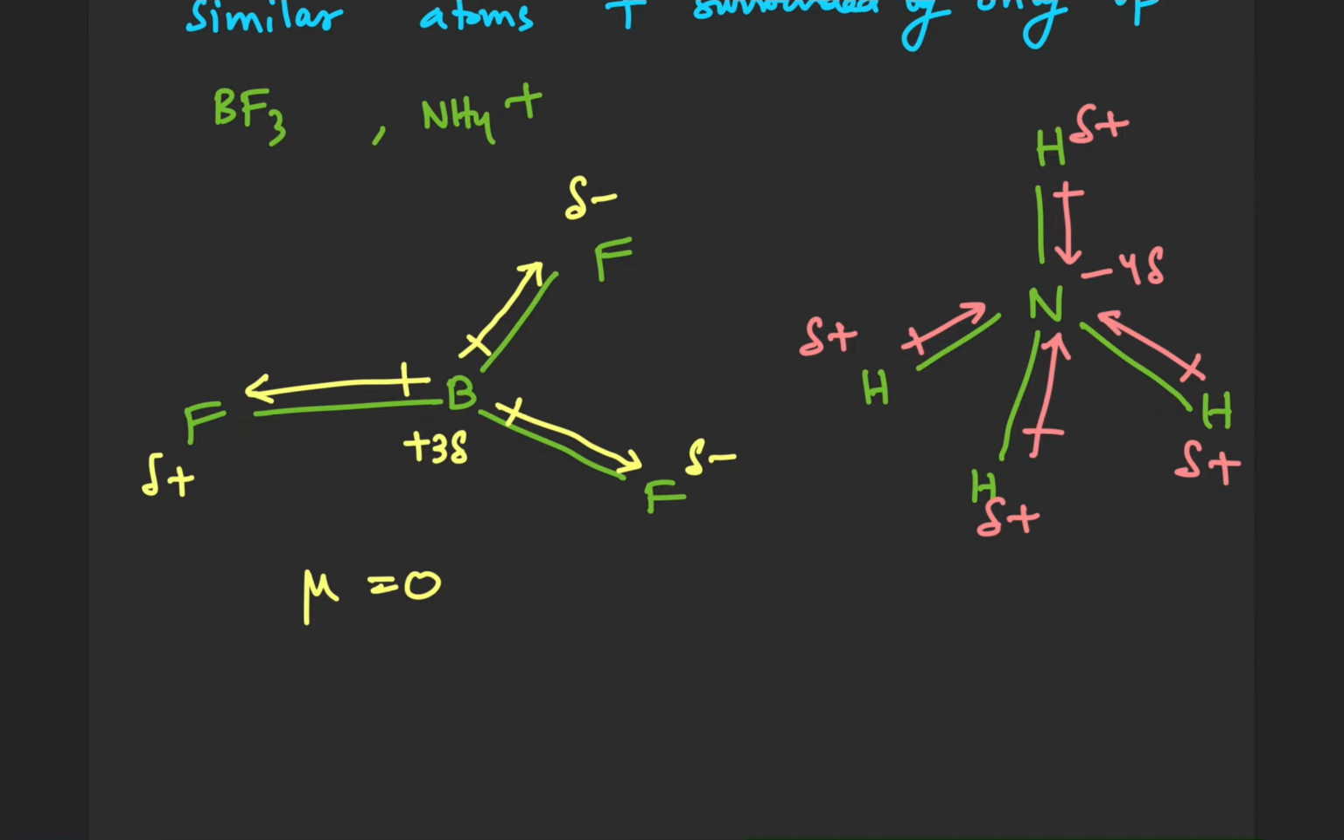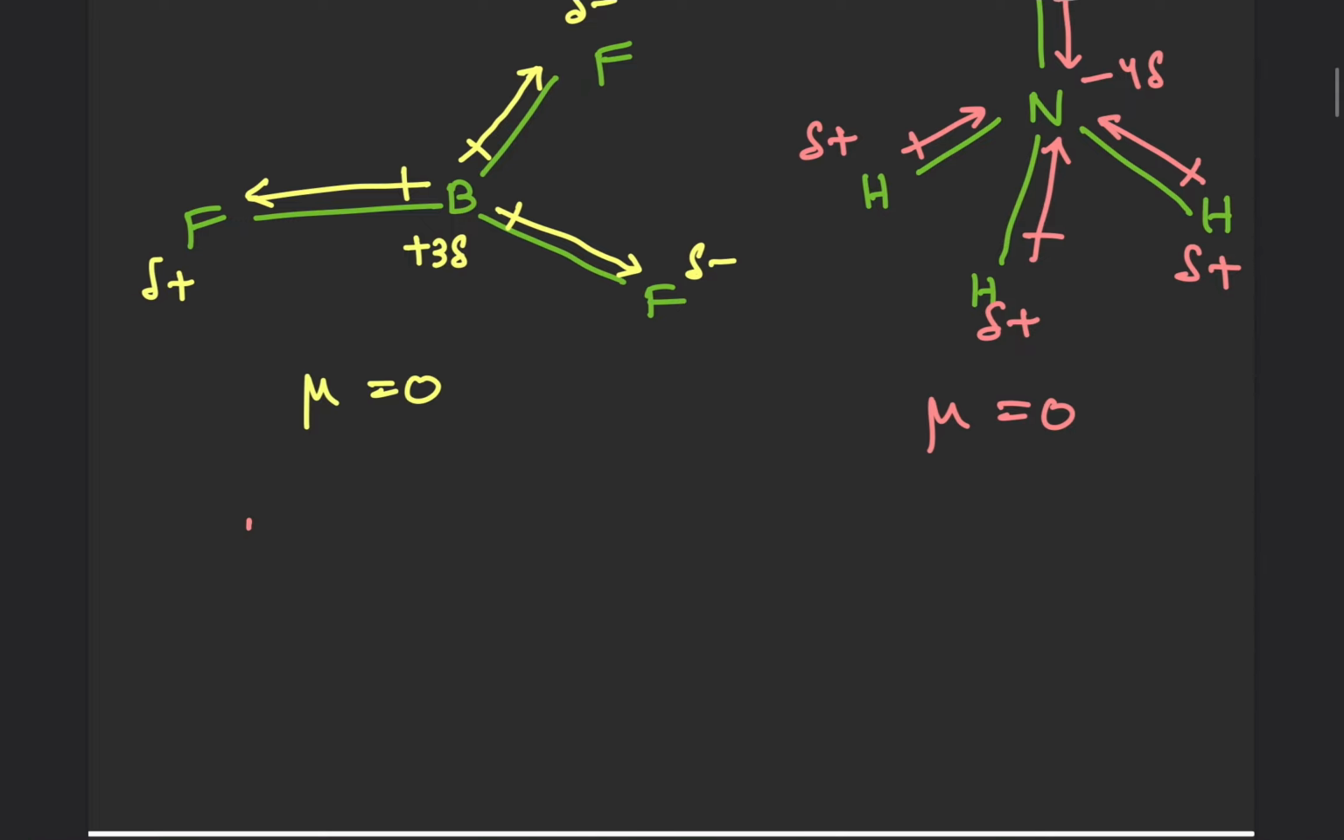Since this molecule is overall symmetrical, the resultant of these vectors is 0. They cancel each other. So therefore here also the resultant dipole moment is equal to 0. So I can write mu of BF3, that is dipole moment of BF3, is equal to dipole moment of NH4 plus, which is equal to 0.